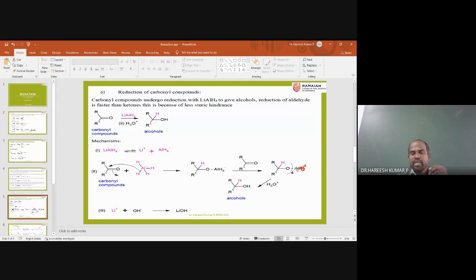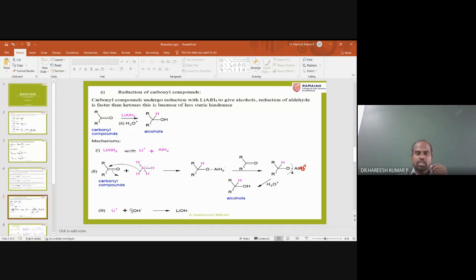So it will form an alkoxide. This compound is called alkoxy aluminum. Tetra alkoxy aluminum is an intermediate. This tetra alkoxy aluminum, on hydrolysis, more particularly acidic hydrolysis, will undergo cleavage. Aluminum trihydroxide is the byproduct, and alcohol is the product.